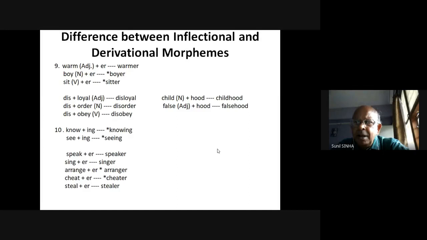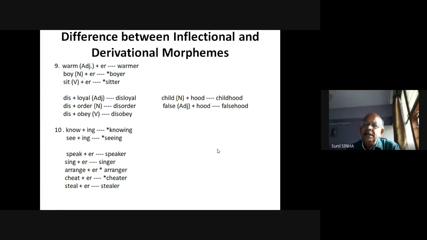Now take ER. ER can be added to a verb to change the verb into a noun. For example, speak. Speak is a verb. ER is a derivational suffix. It can be added to the verb speak and we get speaker, which is a noun. Right? Sing is a verb. ER can be added to sing and we get singer, one who sings. Right? Speaker, one who speaks.